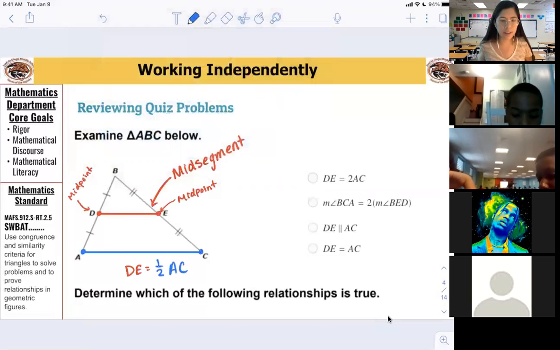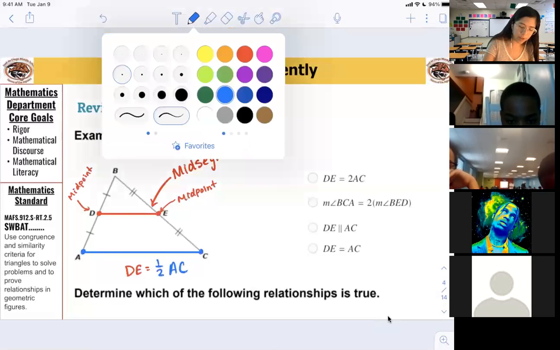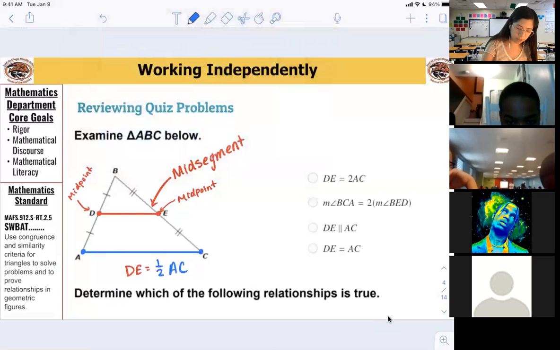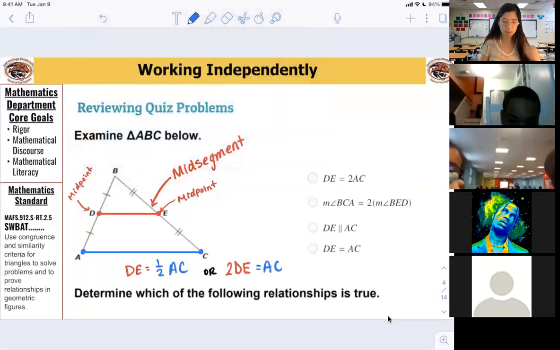What's another way to say the same thing? Could you do DE equals 2 of AC? So the red one is 2 of the blue one? What Emily said, the other way around, yeah. So you could also say that 2 DE is 1 AC. So there are two ways you could have said it.